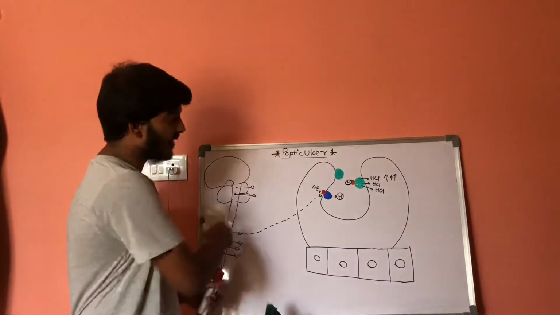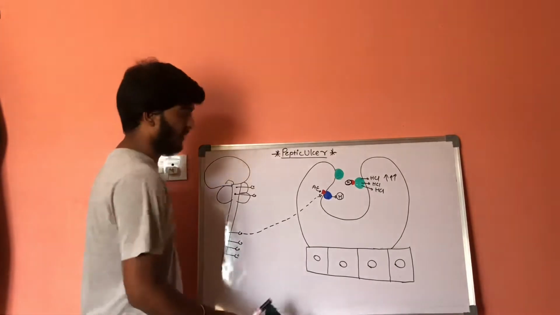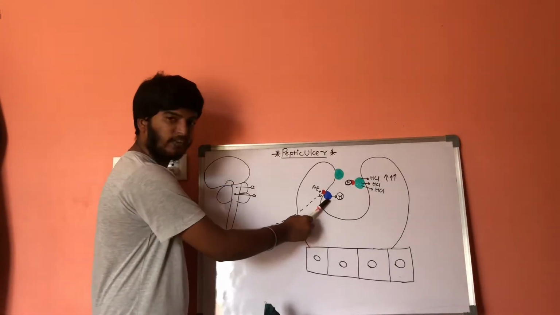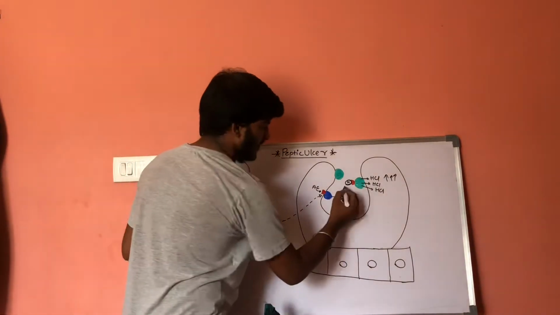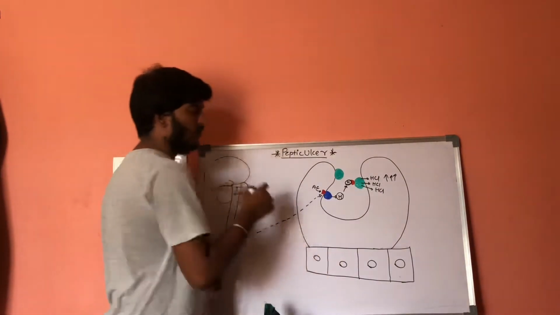So this pathway is called indirect pathway. By means it is activating first enterochromaffin cells, then it is activating the parietal cells. So this is indirect pathway.